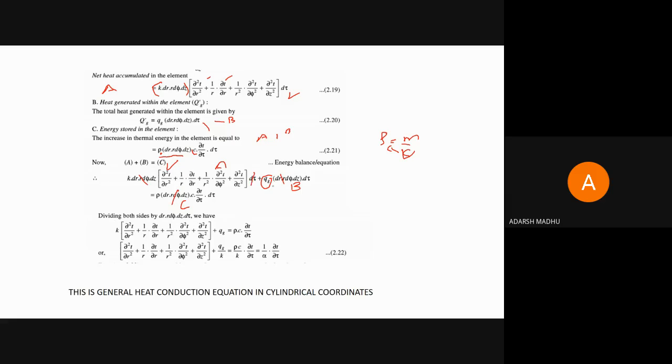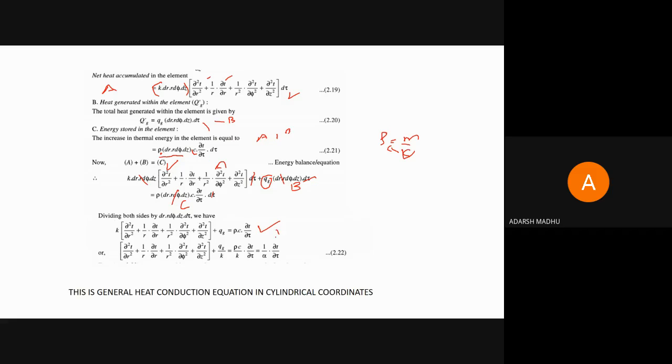Here d tau and d tau will also get cancelled. Sorry, I forgot to remind you that other than the volume, d tau is also common in the three equations. So d tau will also get cancelled, and the equation will become like this. So this is the final equation. This is the general heat conduction equation in cylindrical coordinates.